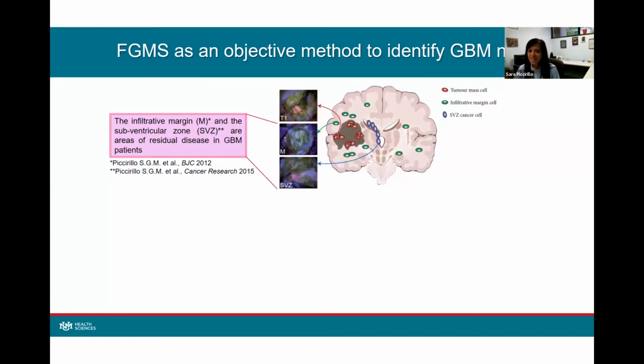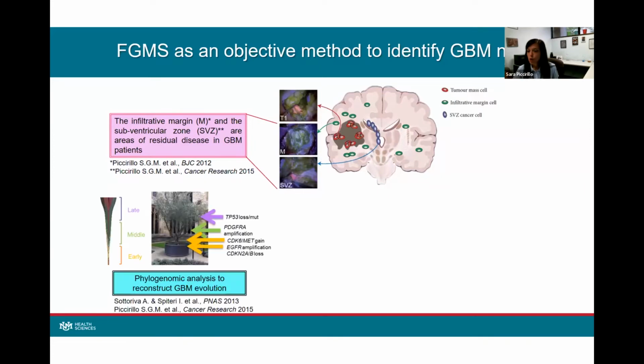And what we found is that really this infiltrative margin and the subventricular zone are areas that are really not studied, not much characterized. And because now we had this tool based on FGMS, we can use it to interrogate what we consider is a residual disease in glioblastoma. And residual disease is the disease that is left behind. And we believe that especially the infiltrative margin and the subventricular zone represent that type of disease. And so we went ahead and characterized both areas.